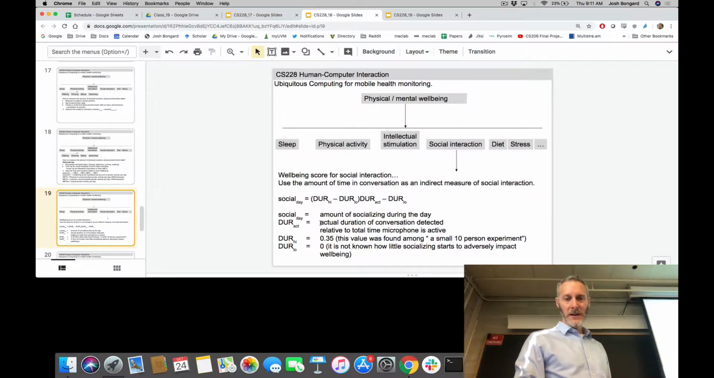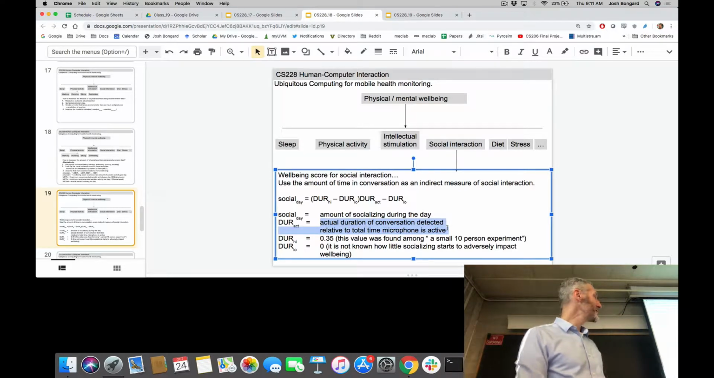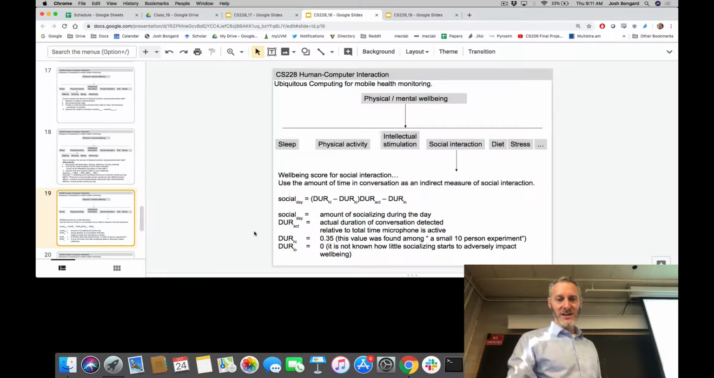Duration actual. So predicted duration of conversation relative to total time that the microphone is active. So how much time is the microphone detecting that you are speaking or listening to someone else versus not? And give you back social per day. How many hours or how many minutes per day?